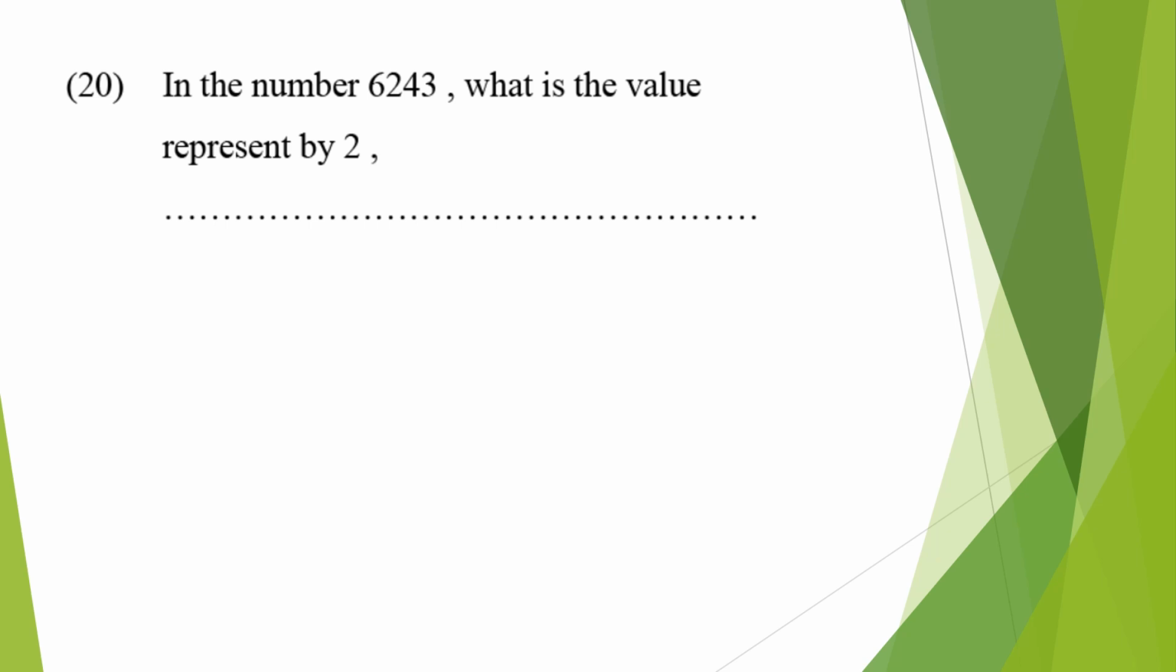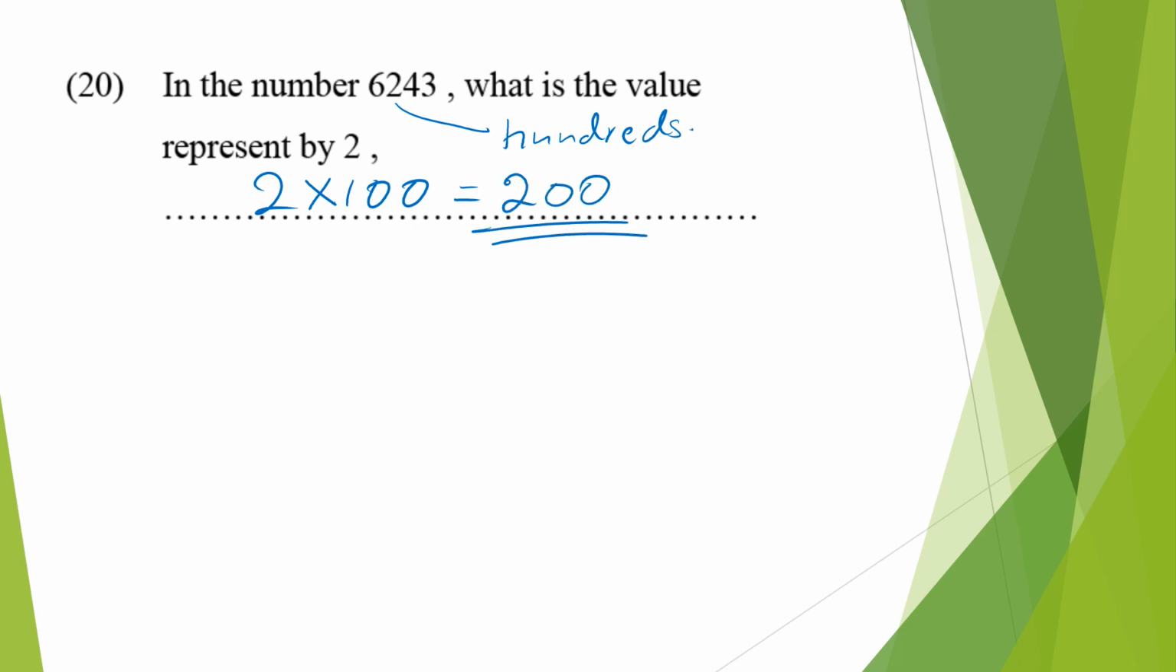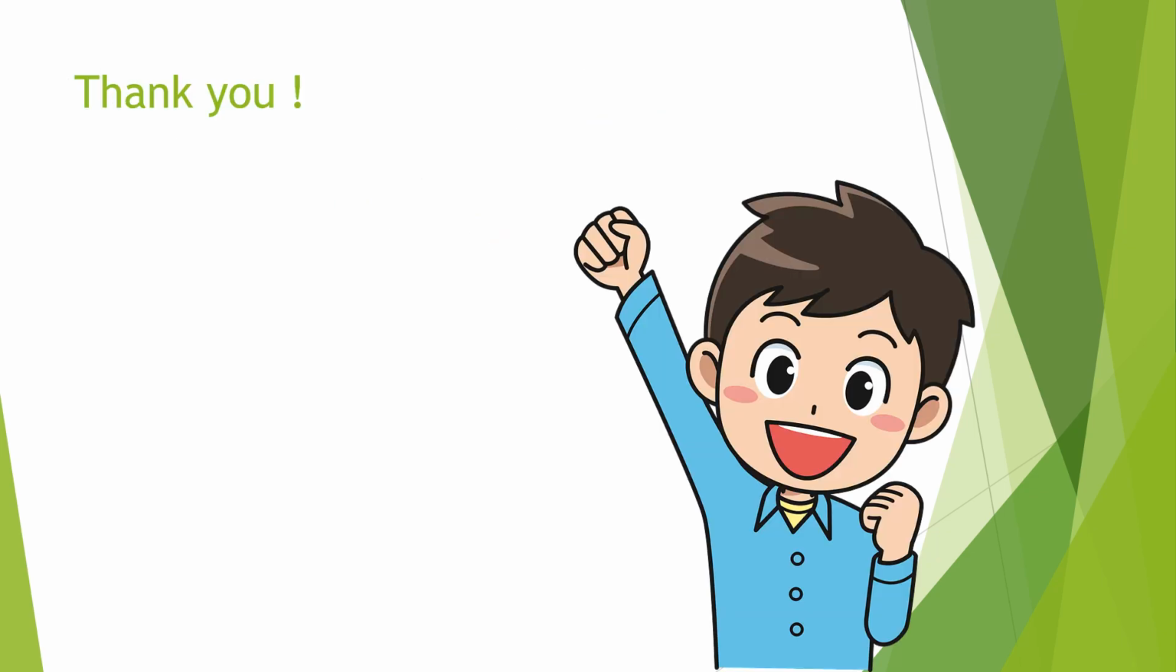Right. In the number 6243, what is the value represented by 2? Who is there in the hundreds place? This is the hundreds place, right? So you can get this answer by multiplying 2 into 100, and the value represented by 2 is equal to 200, right? So this is how you get the answer.